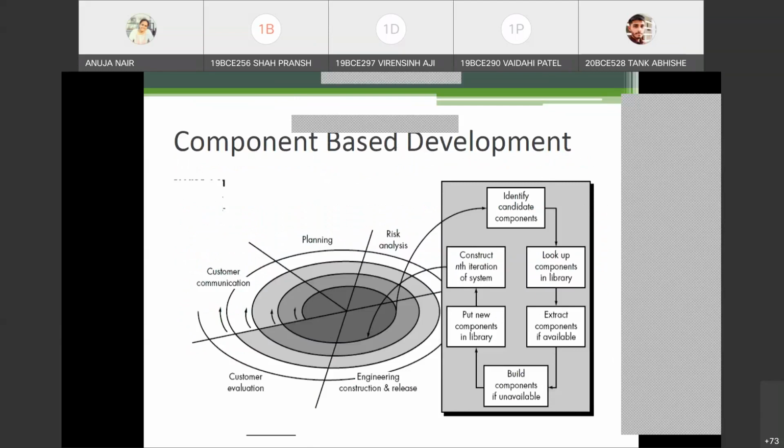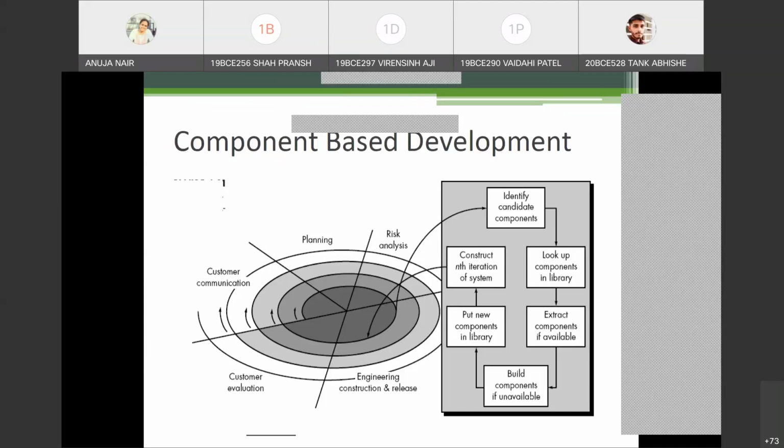Whether it is RAD model, we require it because the lifespan is less, right? You need to develop your project in a shorter amount of time. But you can use component based in waterfall also, in incremental also, in spiral also, in prototype also. Okay? Component based is not a separate model, it is just a concept. Component based development is just a concept, it is not a model.